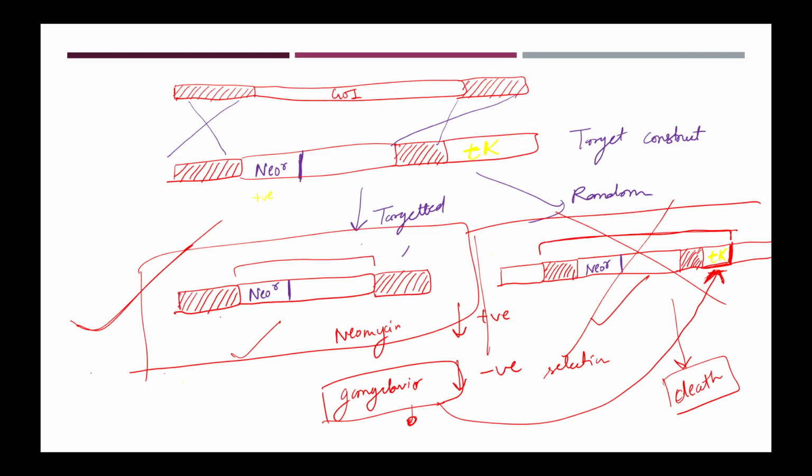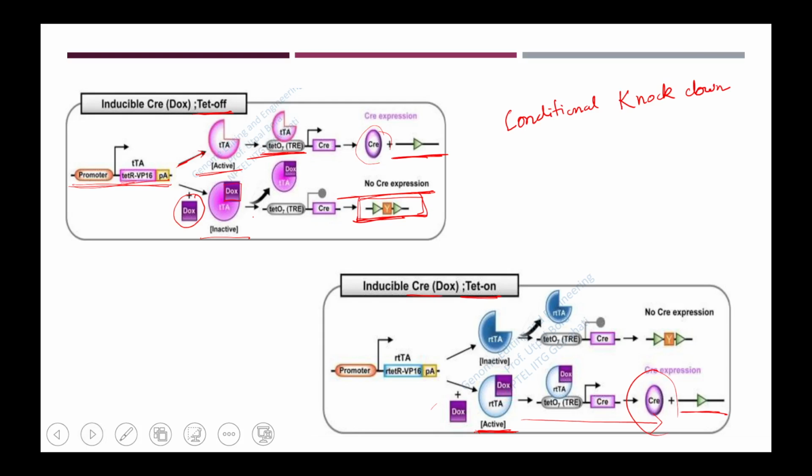So this is very important. The positive and negative selection both you can employ for the selection of the true transformants, or the targeted transformants. I hope it's clear.